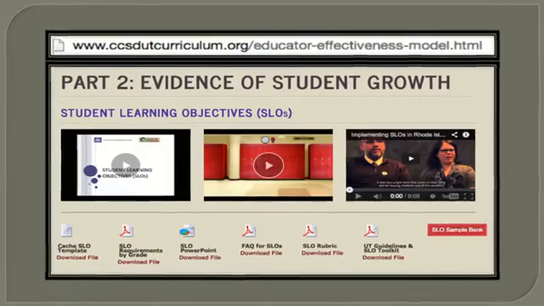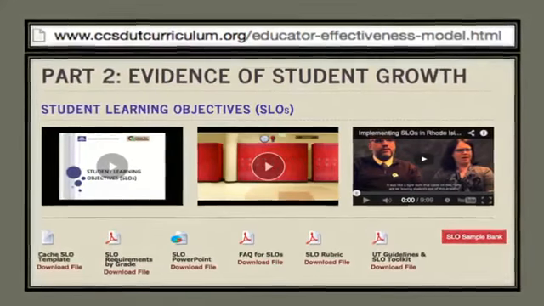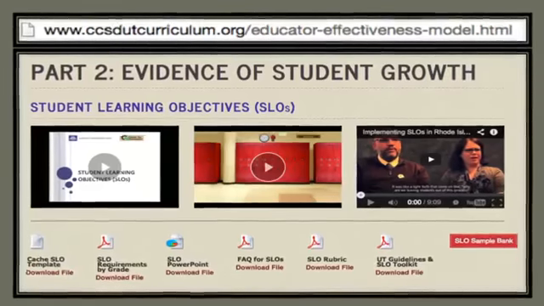These SLO templates can be found on the Cache County School District website. See the Curriculum and Instruction Department's homepage.